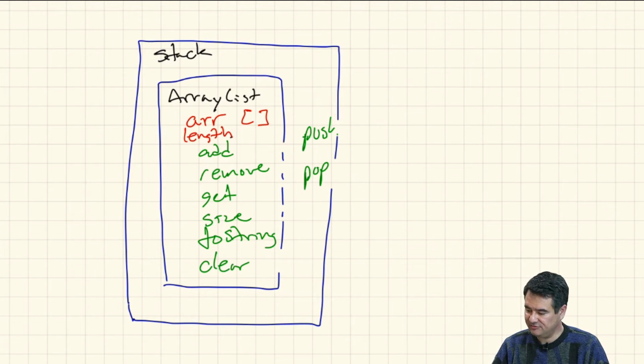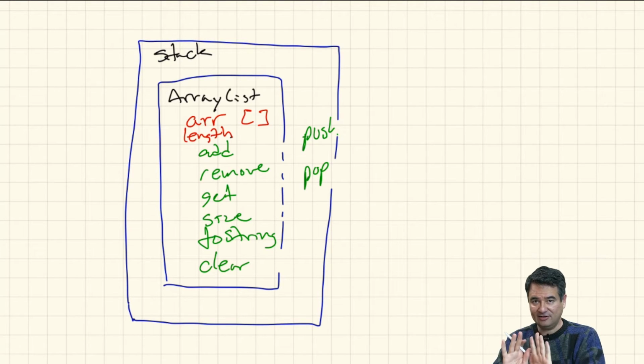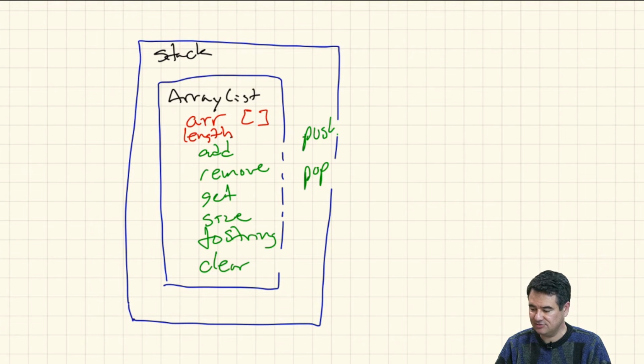The purpose of having this stack class is to hide the array list that's inside of it and only provide access through these methods, push and pop. Internally, the stack is going to call add and remove and any other methods it needs for the array list. But by wrapping it up inside of a box, we're going to protect the array list. Just like the array list protected the individual array and the length variables, the stack is going to protect the array list and only allow us to access it through these two methods.